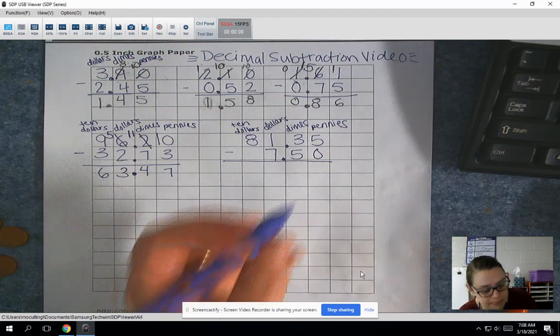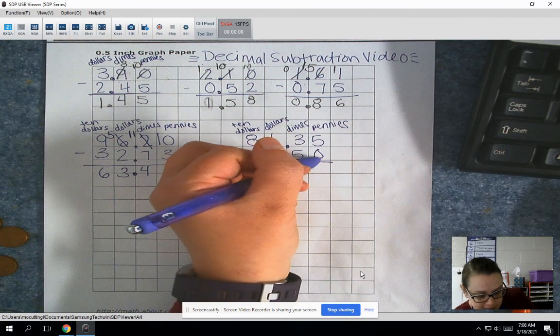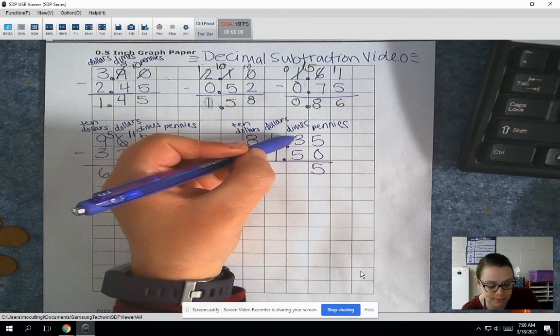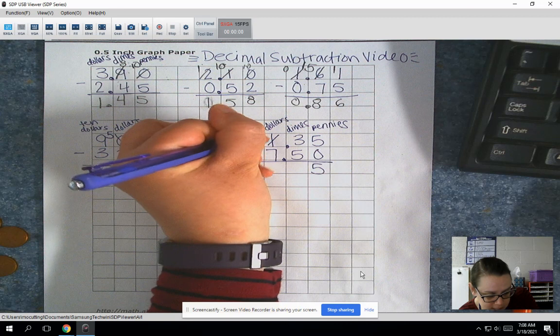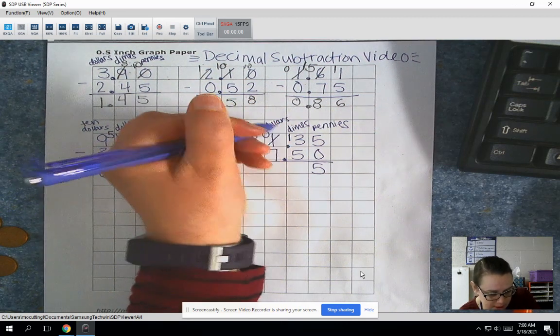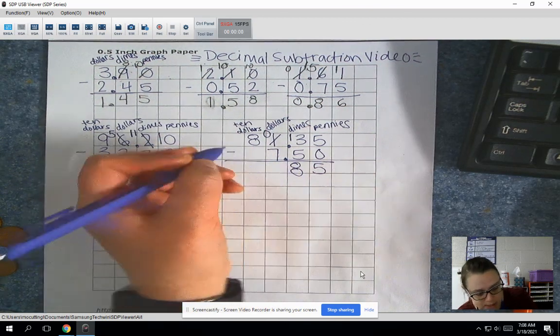And welcome back. So 5 minus 0 for my pennies. I can do that. I have 5. I'm taking none away, so I still have 5. I have 3 dimes. I'm taking 5 away. I can't do that, so I need to cash in $1. So I have $0 left. Cash that in for 10 dimes. So now I have 13 dimes. Minus 5 gives me 8 dimes left.